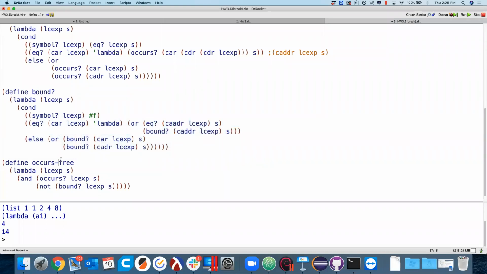So for occurs free, both things have to happen. It has to occur in there and it has to not be bound. And what about occurs bound? It has to occur and has to be bound.